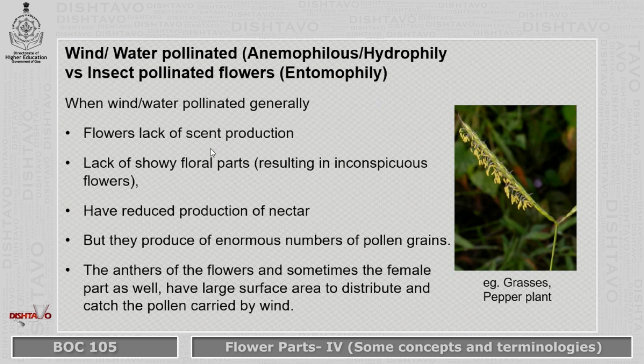Such flowers lack scent production. Such flowers lack the showy part, that is, showy corolla. They have reduced nectar production, and the flowers are less showy, but they produce an enormous number of pollen grains. The anthers of this flower, and sometimes the female parts, such as the stigma, have a large surface area to capture the pollen.